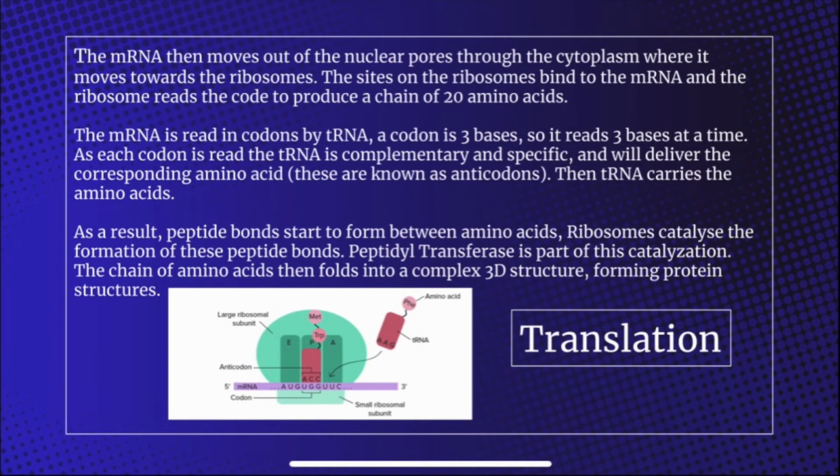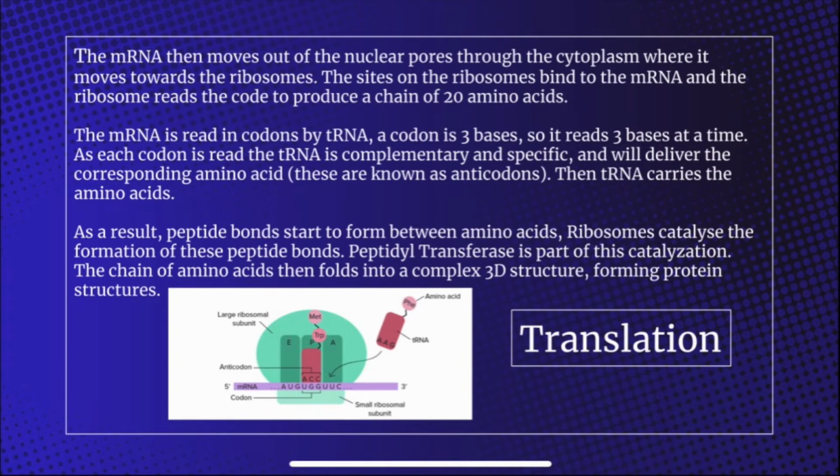Then the mRNA moves out of the nuclear pores and into the cytoplasm, where it comes into contact with the ribosomes. The sites in the ribosomes bind to the mRNA, and the ribosome reads the code to produce a chain of 20 different amino acids.